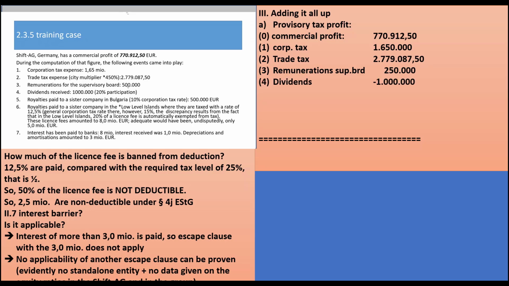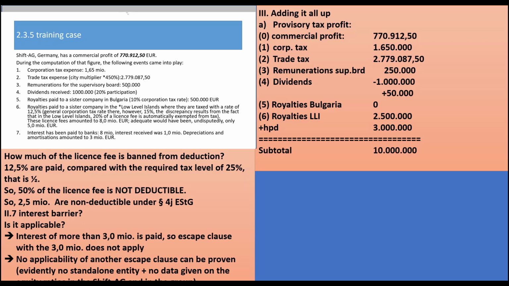The supervisory board is added. The dividends are deducted. The lump sum for the non-deductible expense is added back. Royalties Bulgaria, no correction. Royalties Low Level Islands, plus 2.5 million. And the hidden profit distribution, not to forget that, 3 million on top. And we end up with a subtotal of 10 million as provisory tax profit, ladies and gentlemen.